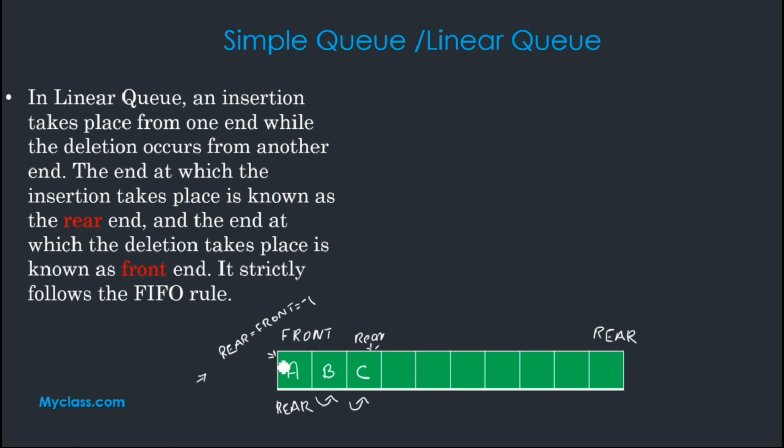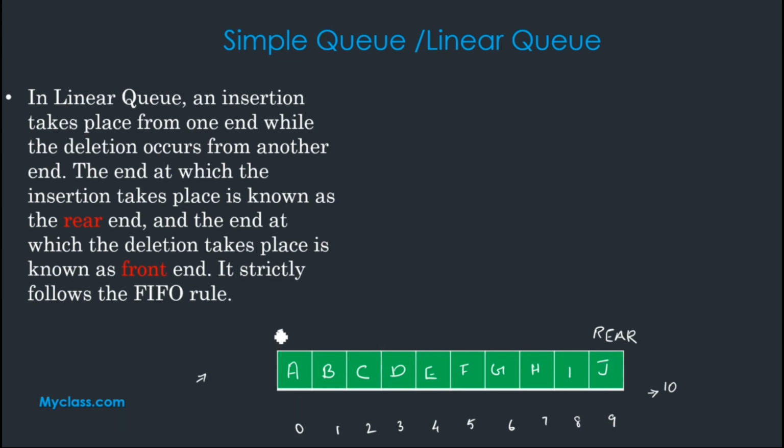If we want to delete an element from a simple queue, we can only delete from the front side. We can only delete A first, and only then can we delete B. That is the concept of linear queue. In an array, the index starts from 0 to n-1. If the queue is full, our rear is pointing to n-1. This queue holds 10 elements. When it is full, front is pointing to the 0th index and rear is pointing to the n-1 index.